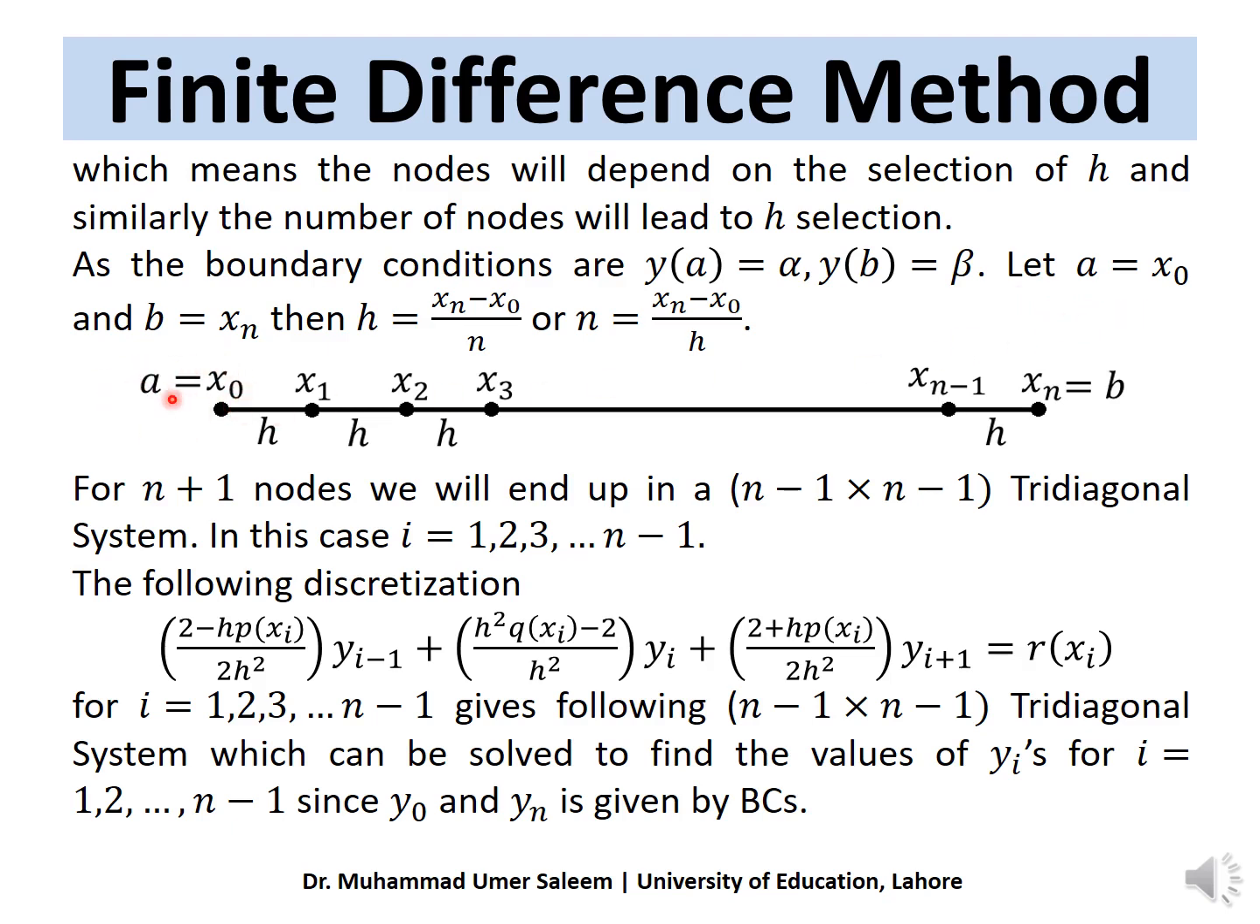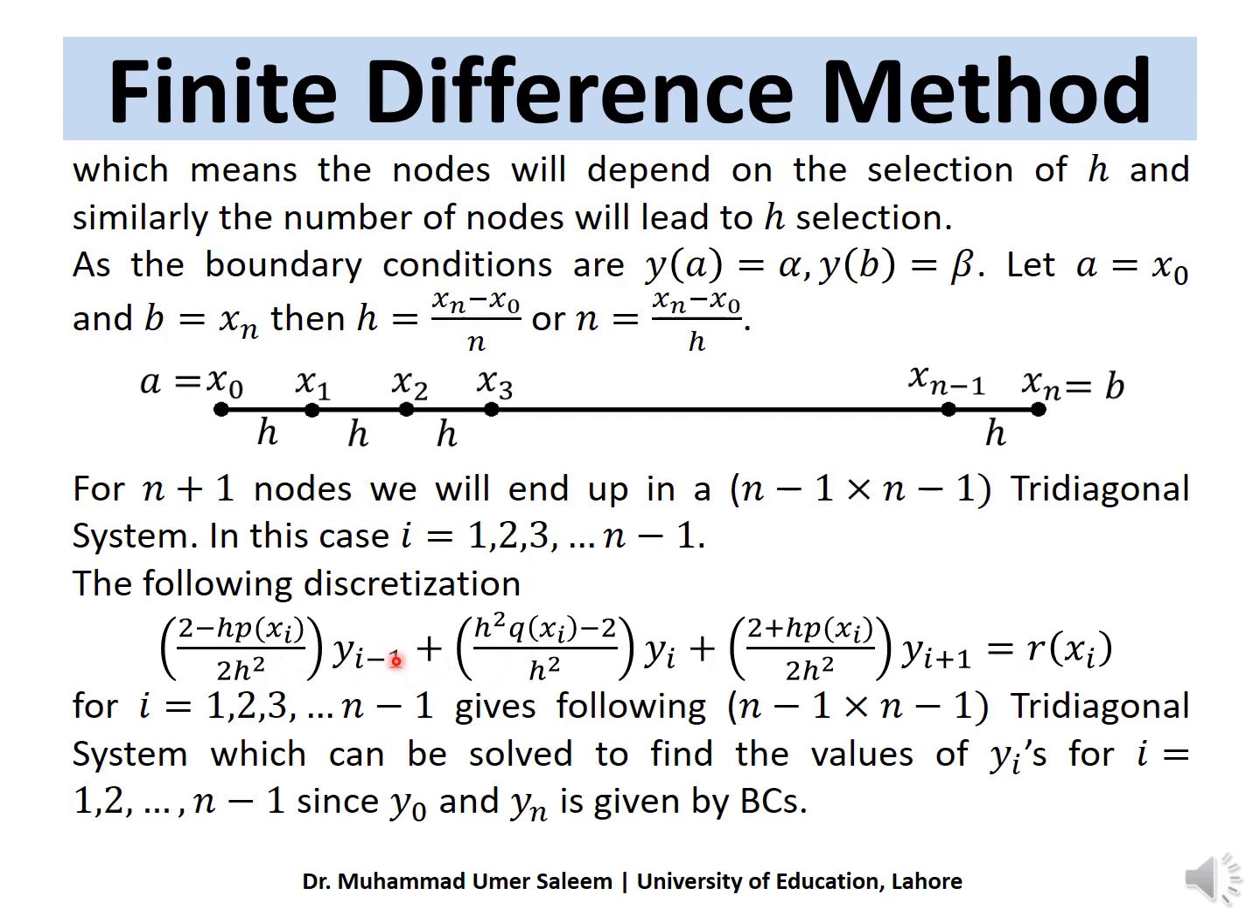So this is removed, the first value. This last value is removed, means we know the value of y node, we know the value of yn. So unknowns are from 1 to n minus 1. So we will end up by using this, and you know this formula for h and n. By using this, you will end up in the form of n minus 1 by n minus 1 tri-diagonal system, and i will be from 1 to n minus 1 as I told you in the previous slide.